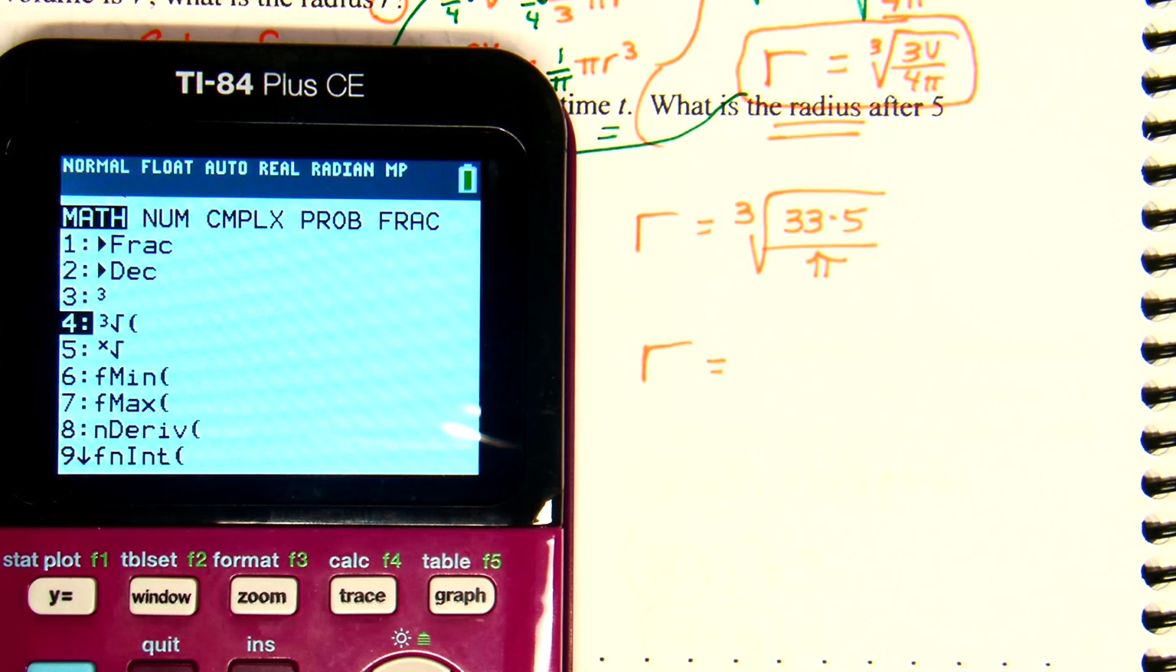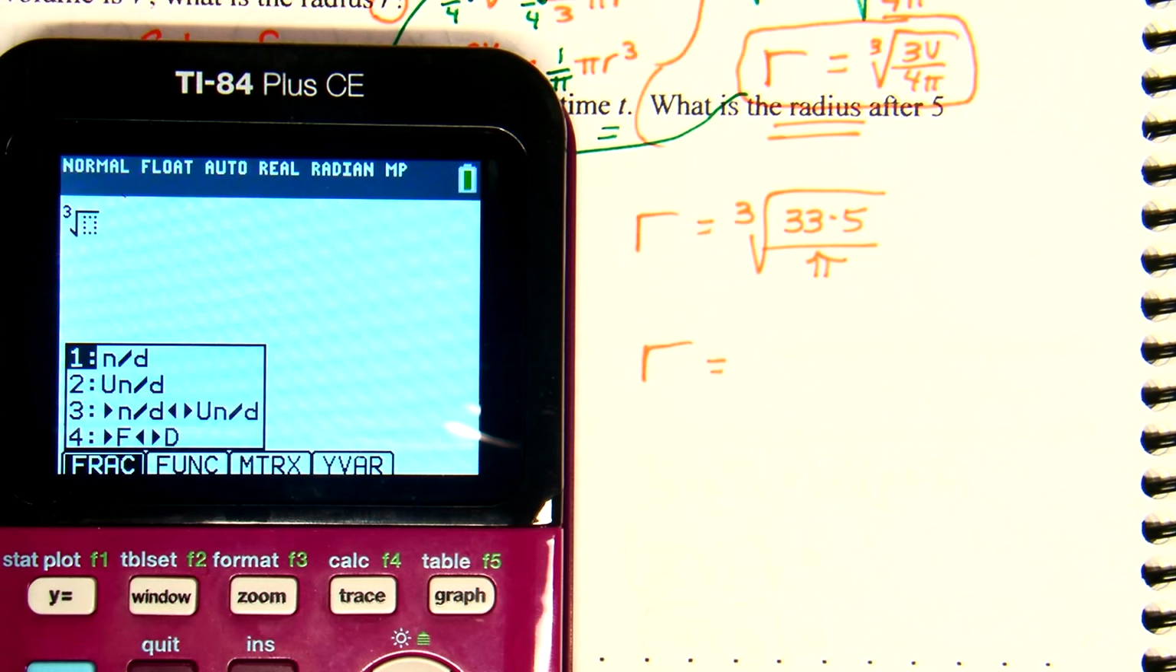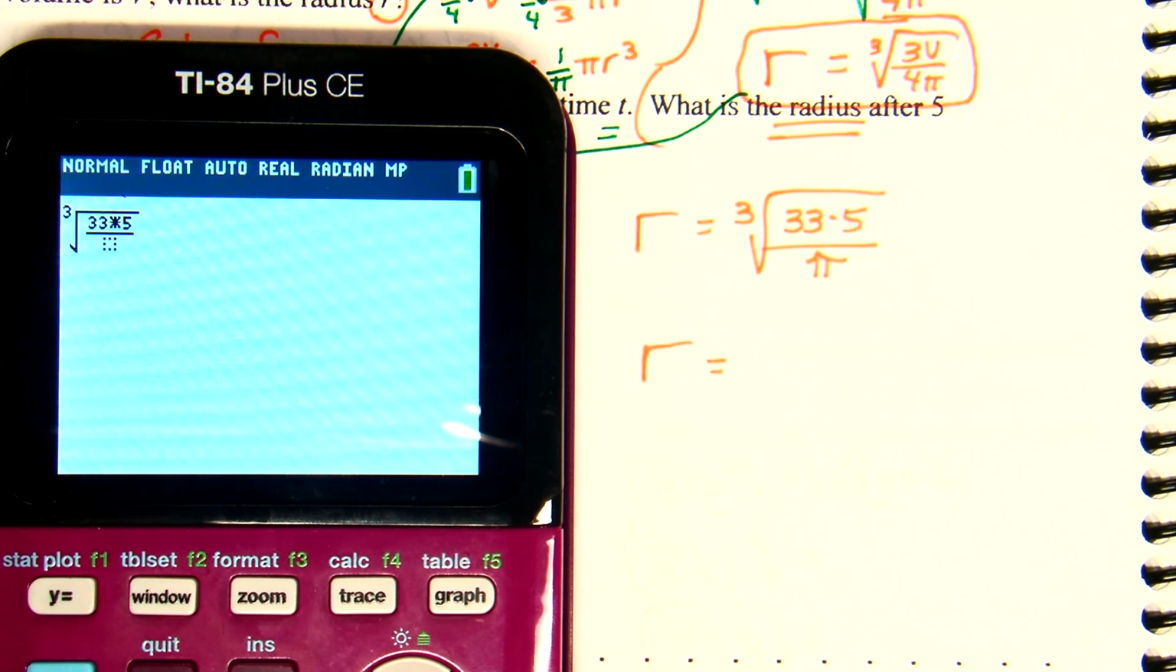So I just need a cube root, so I'm going to do that. I'm going to go ahead and put a fraction under my cube root. 33 times 5 on top and pi on bottom. Can you do something like that? Maybe you've already done it. Your answer, however you put it in your calculator, should agree with mine. So that's the end question. Did you get the same result?